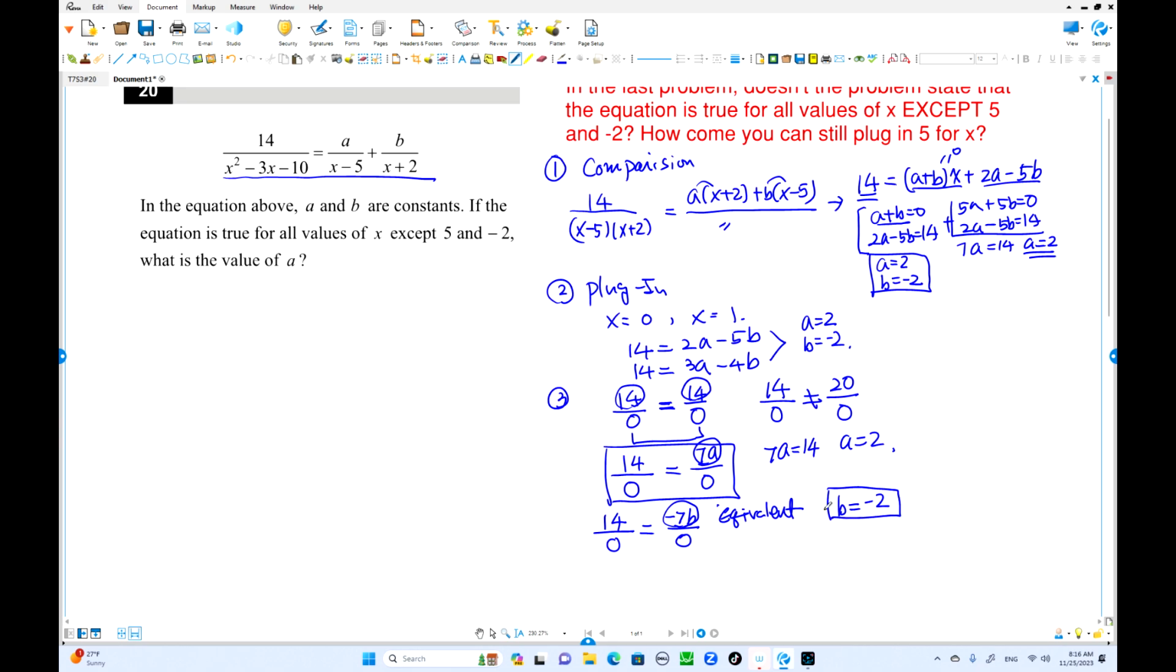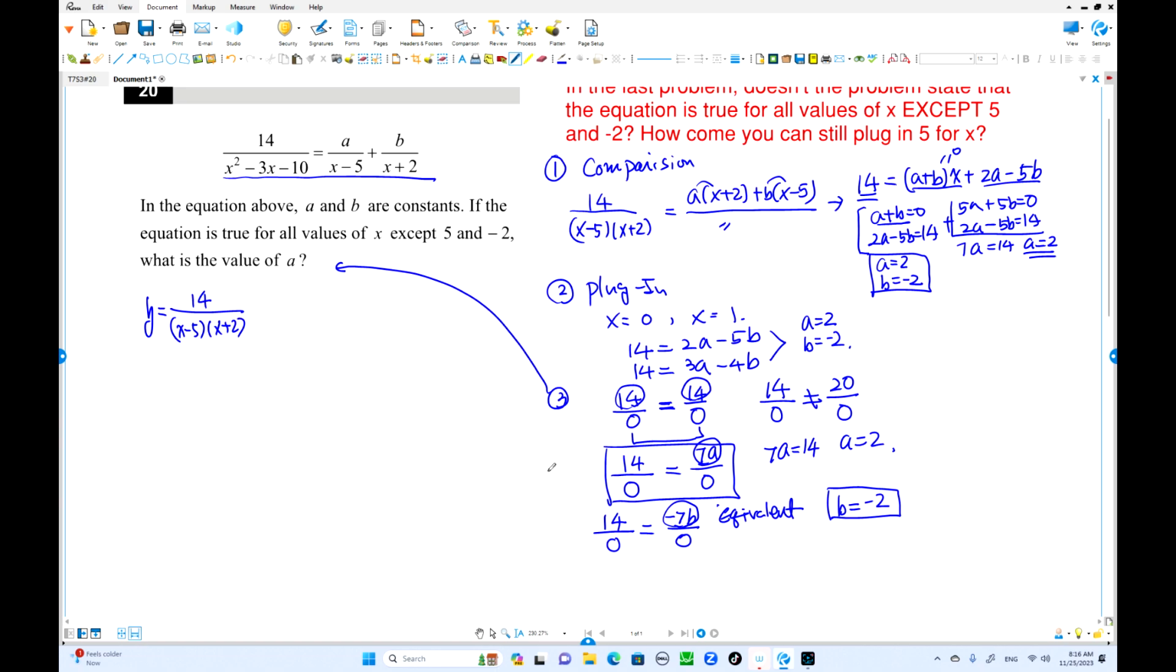Using this undefined mathematical rule, we can still use 5 and negative 2, okay? But actually, physically it looks like this. I'm going to take y equals 14 over (x minus 5)(x plus 2).